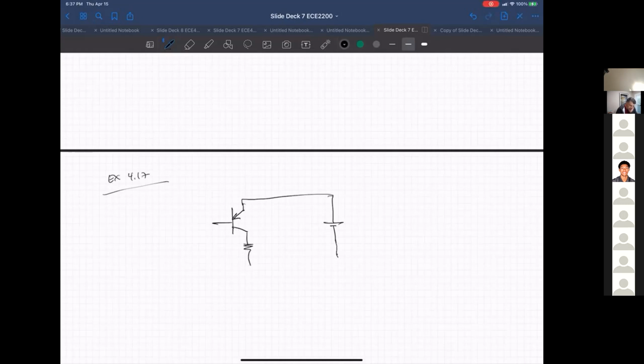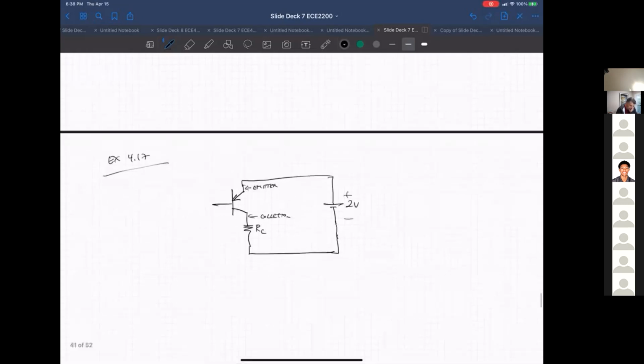But anyway, this is the circuit, R sub C. Remember, this is the emitter now on a PNP. This is the collector. This is 2 volts in the example, and then this is 1.2 volts. Okay, so this is the base.